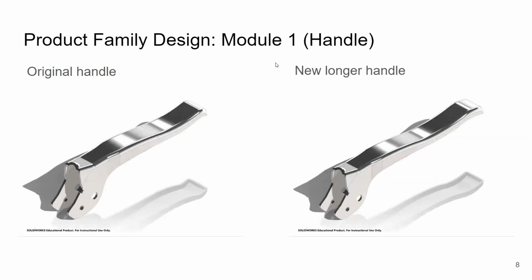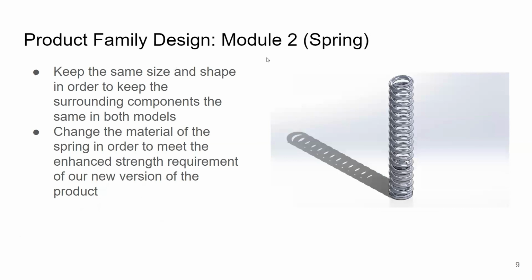So the first module is a handle. We decided to make a new longer handle in order to allow the user a little more leverage, to pair with our second module, which is the spring. We're going to keep all the geometry of the spring the same, but use a stiffer material in order to allow more force, so the staple can go into some harder materials that a construction worker might face on the job.